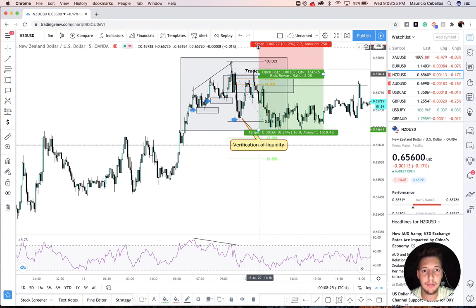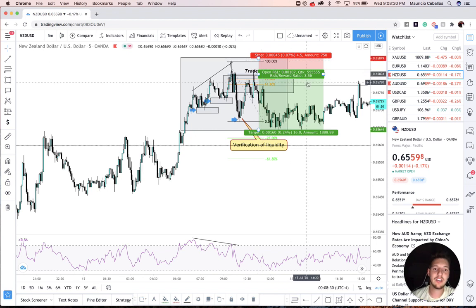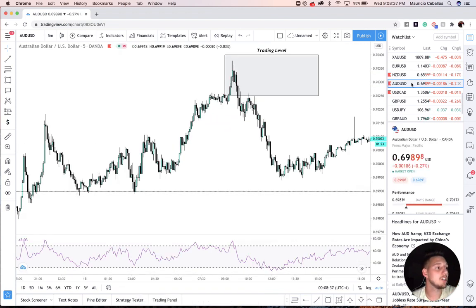Okay, so stop losses are always above that area, and it led us to a 3.56-to-1 risk to reward. This was a good trade. Now let's go over to the next trading level that we were able to send out.